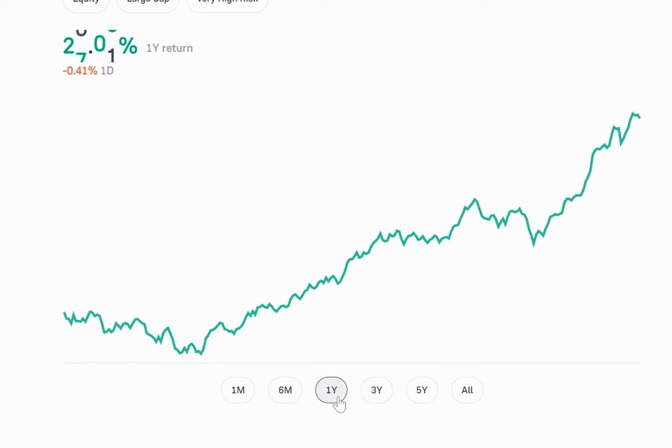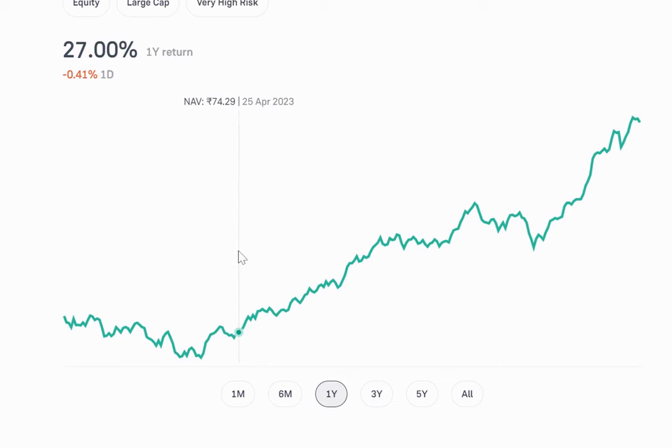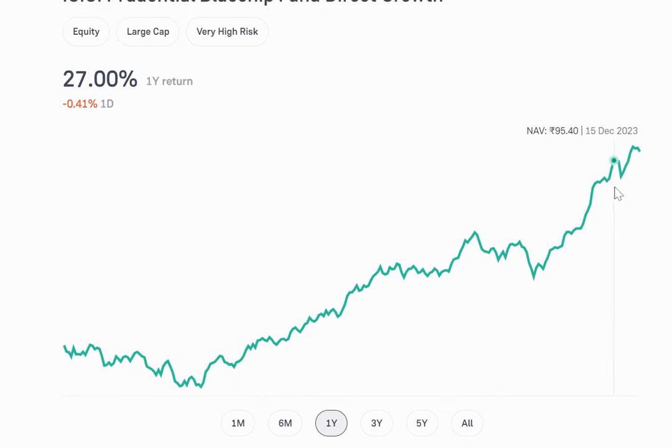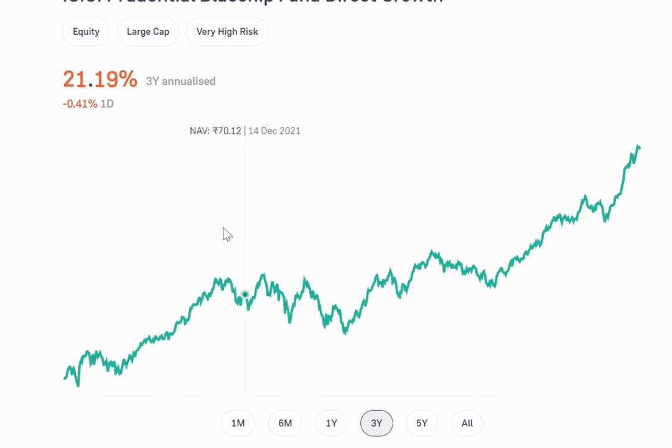And you can also see how much it has grown in the past 1 year. Here you can see that for the past 1 year this mutual fund has shown a 27% increase. When we go for 3 years, it has shown 21.19%. That is annualized return. Annualized means on average it's showing a growth of 21% per annum, which is far better than bank interest rates.